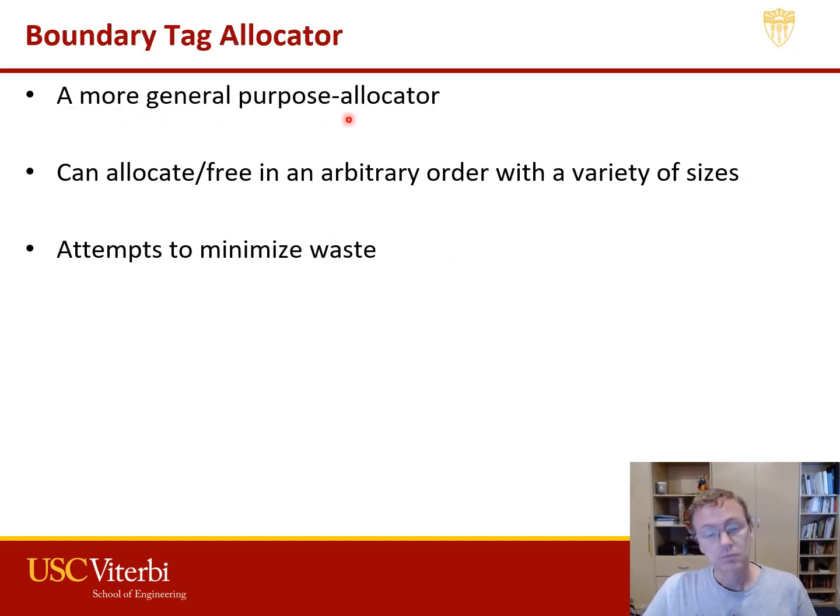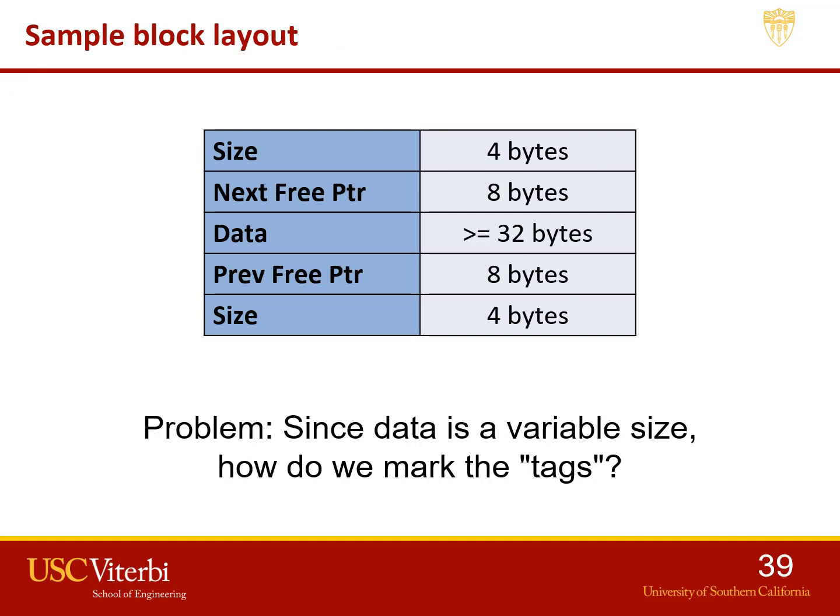The boundary tag allocator is a general purpose allocator. It's for when you don't know how big the allocations will be, and you want to allocate them in any arbitrary order. So we can't use the stack because we don't know that they go in and out in a particular order. We can't use the pool because we don't know how big those allocations are going to be. So we are going to try to minimize the wasted space the best we can, and we're going to try and do it in a very efficient way that involves a limited amount of searching, and try to go quickly with our allocations.